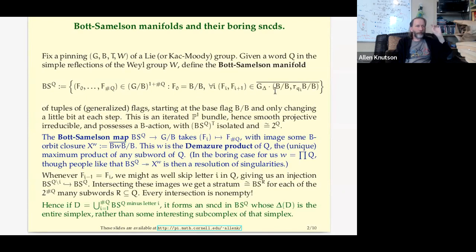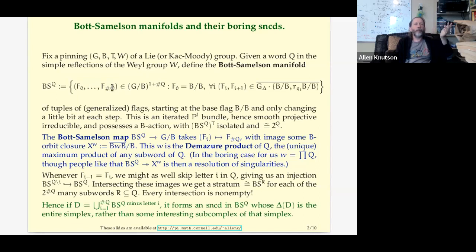But I'm going to be using one more structure on the Bott-Samelson, which is this map it has to the flag manifold, where you say, I started at the base flag, and then I messed around for a long time, and I finally got this last flag. Let's just think about the endpoint. Let's not worry about how we got here. Let's just take this very last flag.